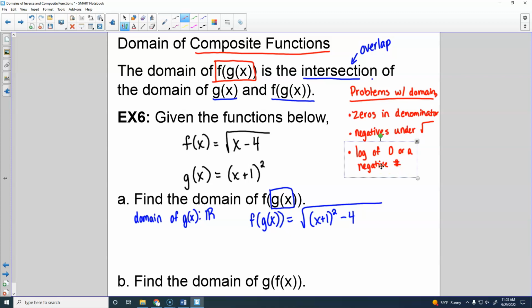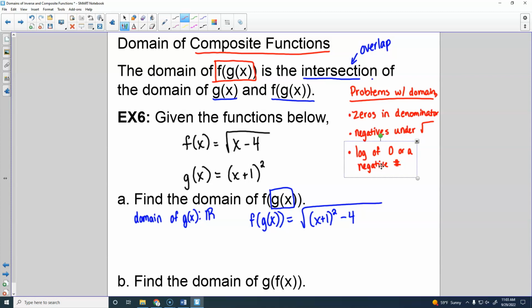I'm trying to think if there's any other issue. You won't see trig right now. Trig can give you some issues, but you won't see trig right now. I think that's everything we should run into. We might have to come back and add to this list if I've missed something.